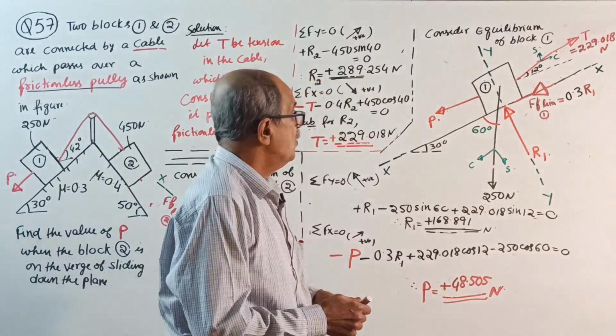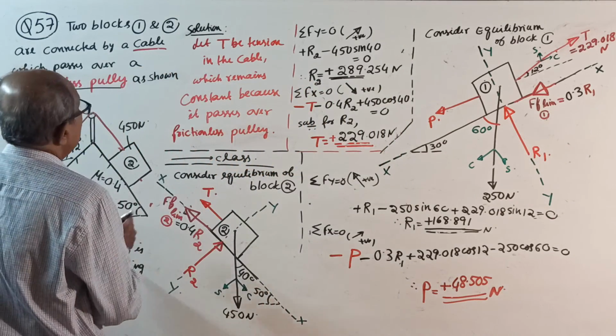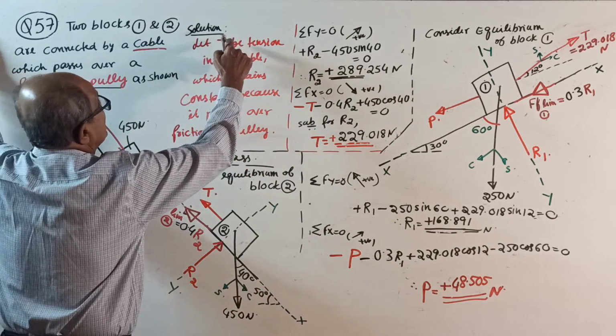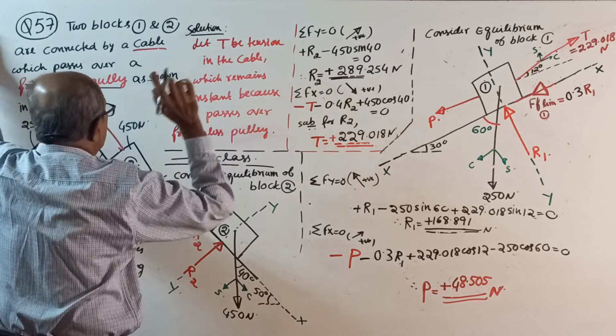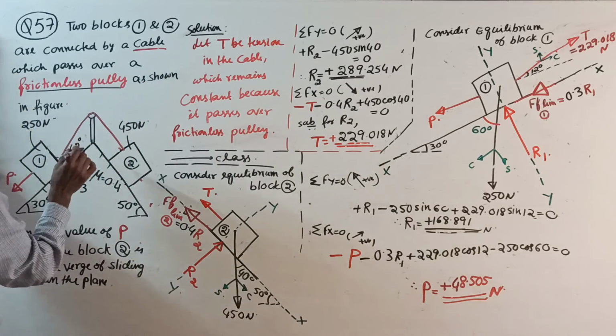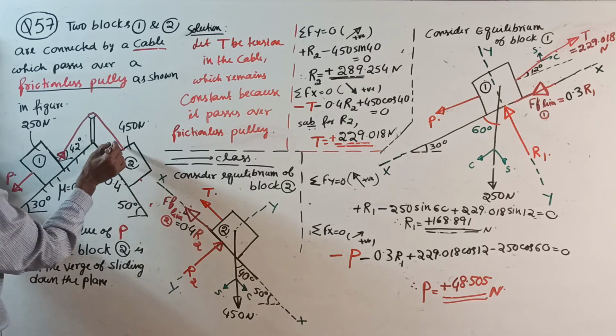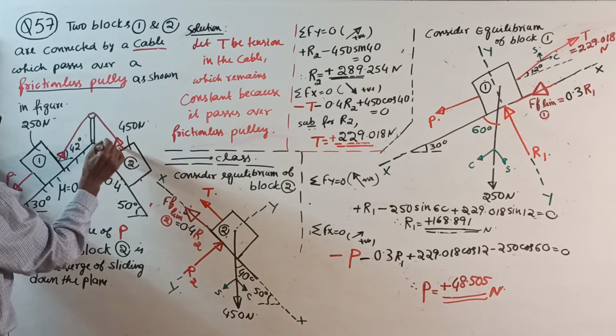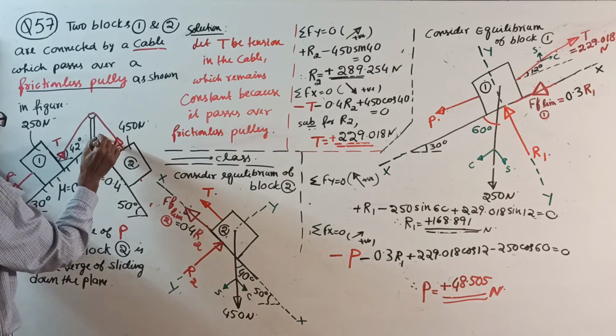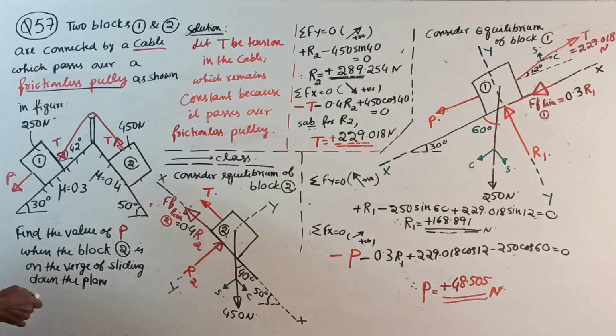Okay, now, once you write the question, when you start the solution, write: let T be the tension in the cable, which remains constant. It is better to show it once. Show the tension this way and this way. If this is T, this is also T. Write one more sketch and show the tension.